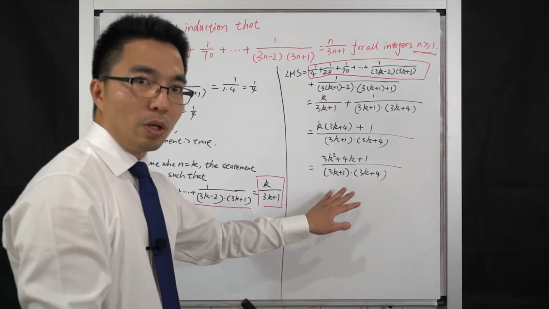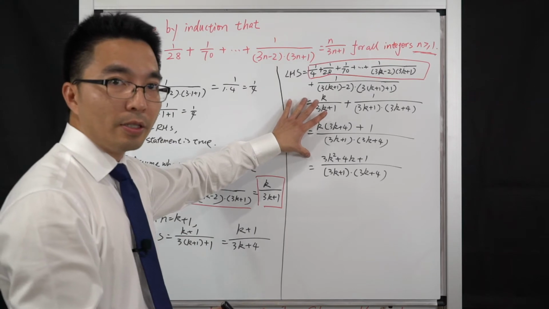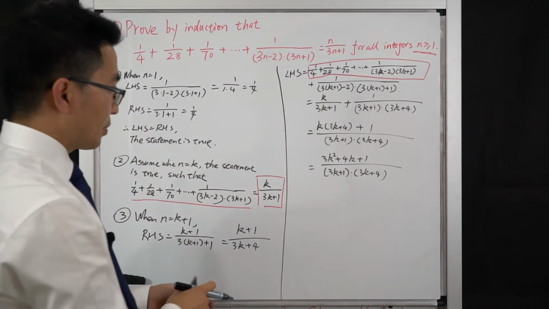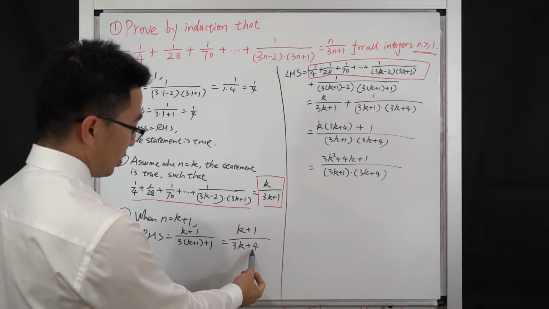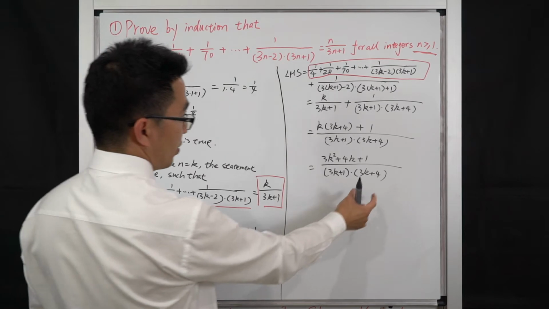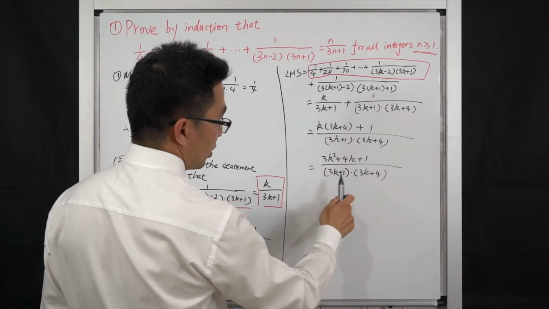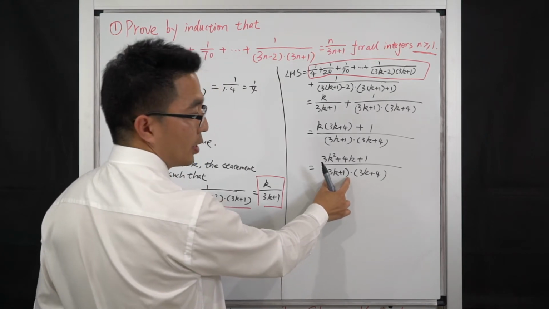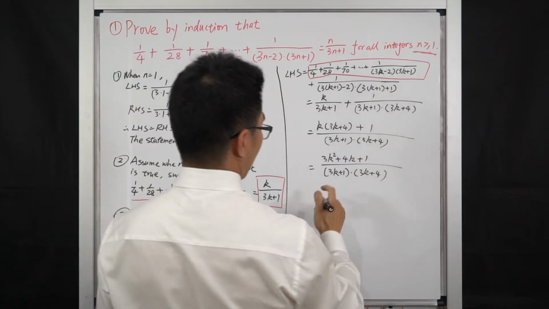So what we are looking for from the left hand side, we try to get the left hand side close to the right hand side, right? So from the right hand side, we have 3k plus 1 in the denominator. We have 3k plus 4. Then we try to eliminate, take the 3k plus 1 away, right? Then we can factorize the numerator from here.